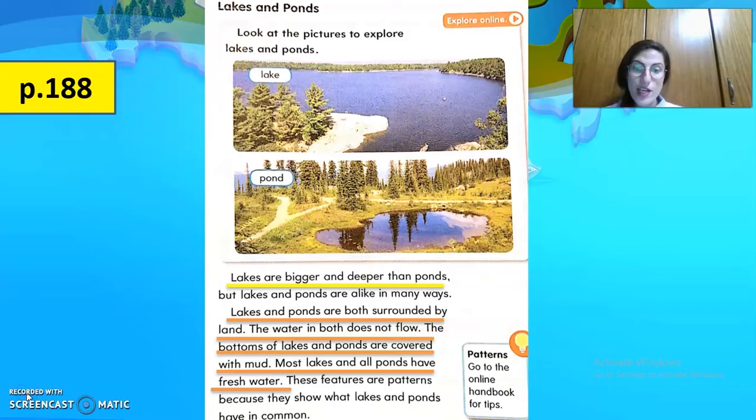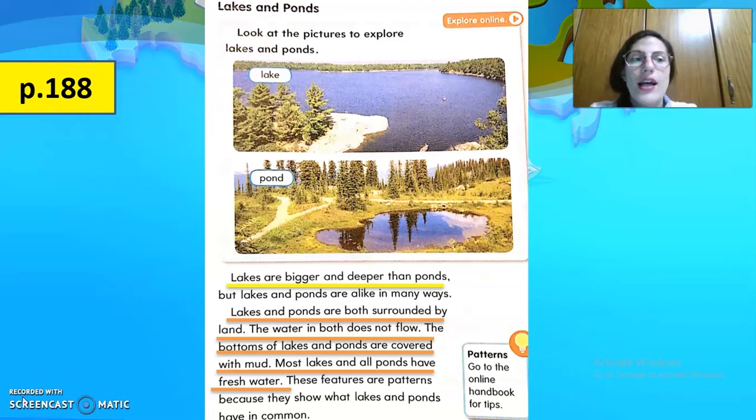So, how are they different? Lakes are bigger and deeper than ponds. Now, how are they the same? We have 3 ways that they are the same. 1. Lakes and ponds are both surrounded by land on all sides. The water in both does not flow. It means it does not move. It's still body of water. Also, the third idea is that both the lakes and the ponds have muddy bottom. Muddy, it means they have mud at the bottom. And these are patterns. Patterns are things that are repeated.